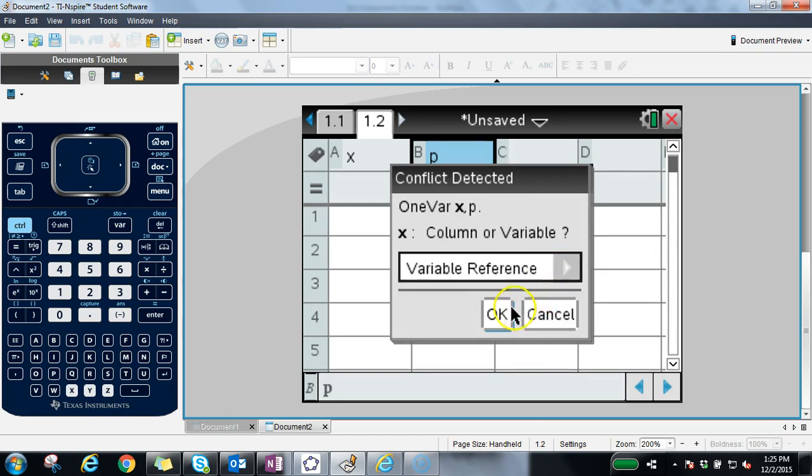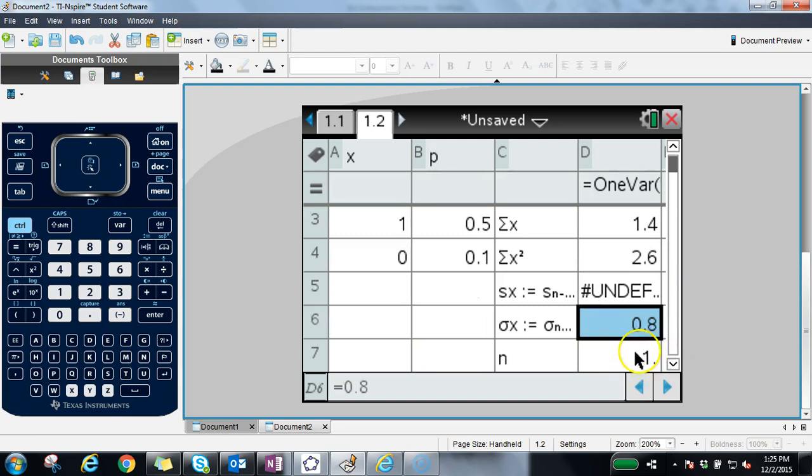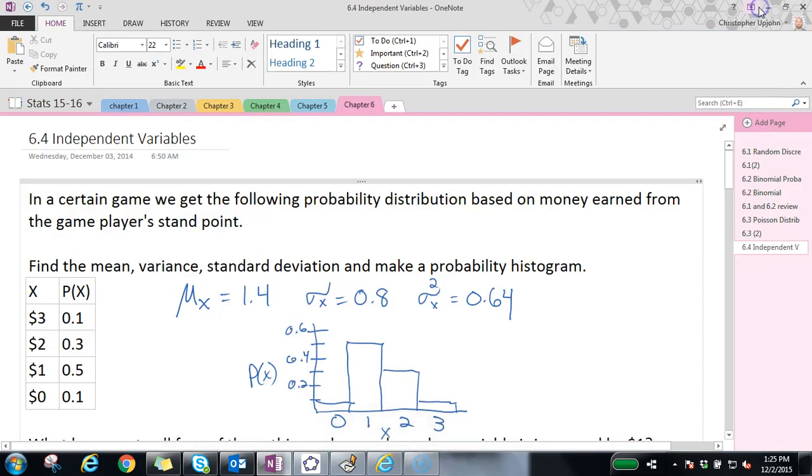These are always going to be variable references, because that's what we labeled our variables as. And it gives us our mean and standard deviation. Obviously, to get our variance, we have to square that, because it is sigma squared for variance. So we got 1.4, 0.8, and 0.8 squared is 0.64.